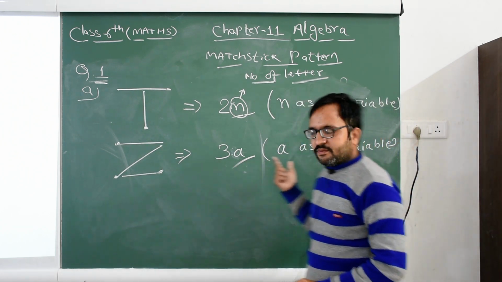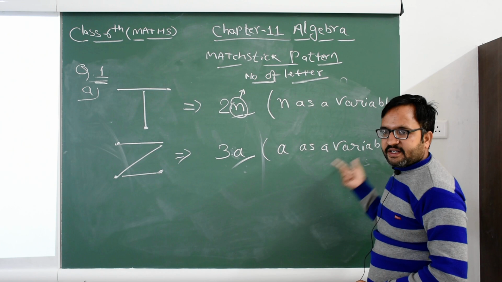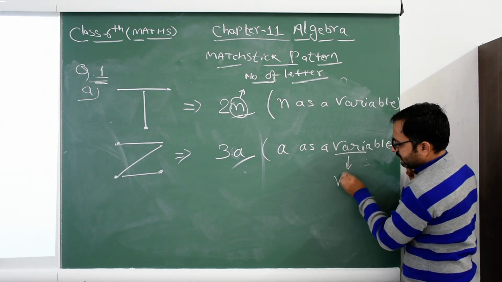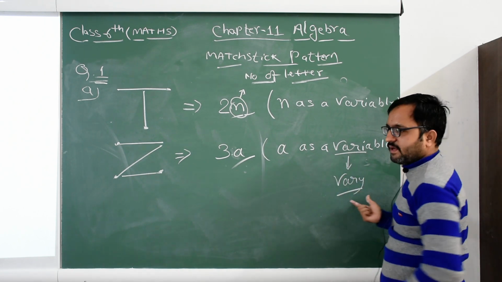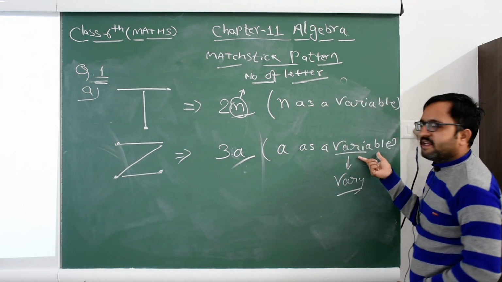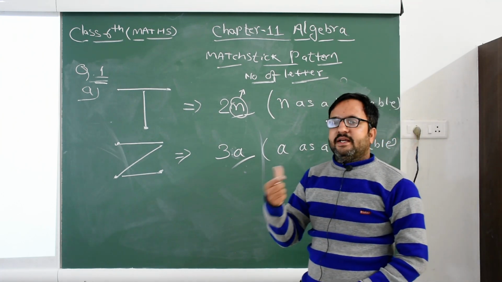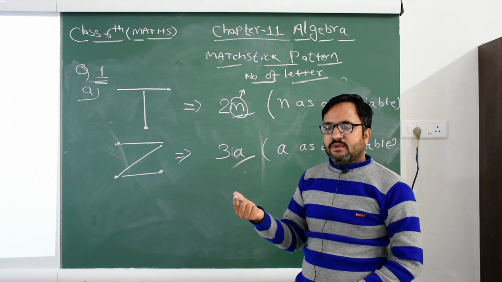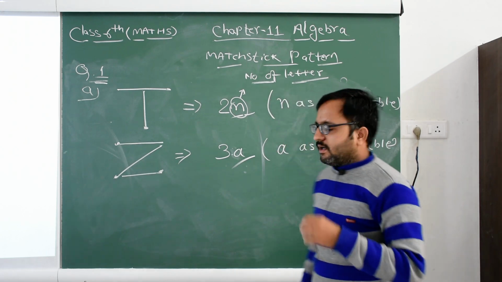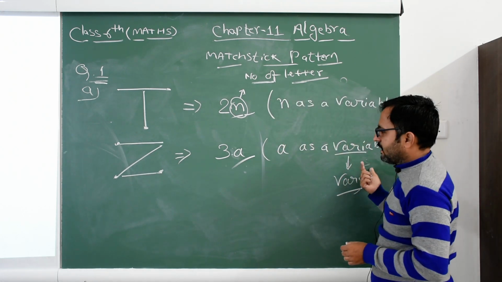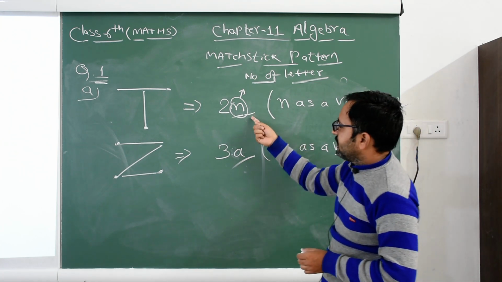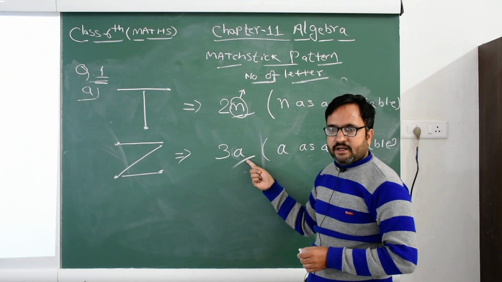A variable is a symbol which takes different types of values. Variable means vary. It takes different types of values. So this is called a variable. A variable is an alphabetical symbol: A, B, C, D, P, Q, R, X, Y, Z. We can take any variable as required. So now here we use n and a.